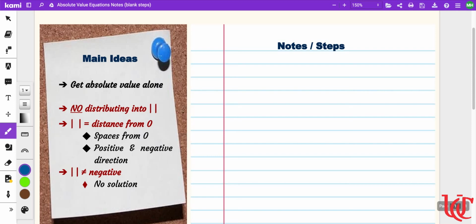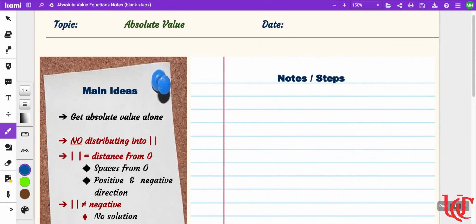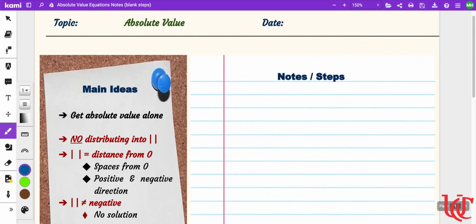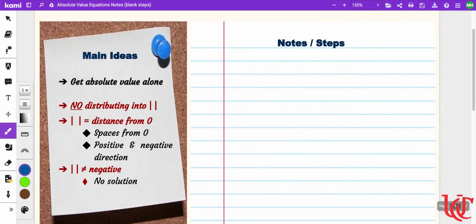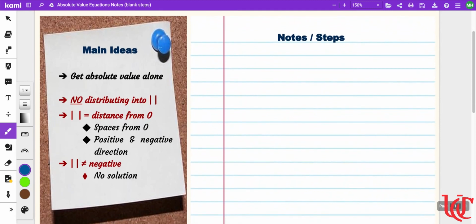All right, so for absolute value, which is our next bit of notes, we're going to talk about absolute value equations first. When we're talking absolute value, which are the sticks, I always call them the sticks, we need to go back to the definition and the basics of absolute value. So, absolute value is just the distance or spaces from zero.